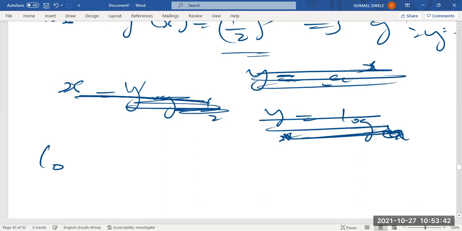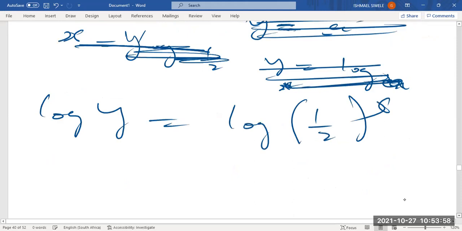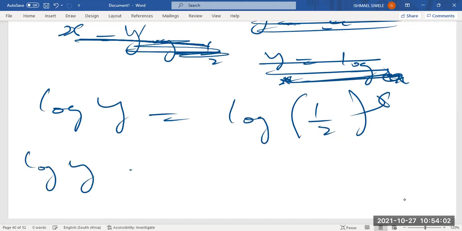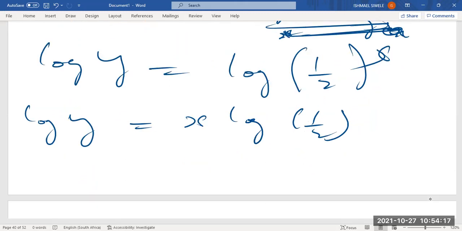So what is it that we have? If I take log of this side, log of y, equal to log of 1 over 2 exponent x, right? So according to laws of log, I'm going to have log of y equal to x log of 1 over 2. This is what I have. And then what is it that I want? I want my graph in terms of y. So I'm going to divide by what? Log of x.